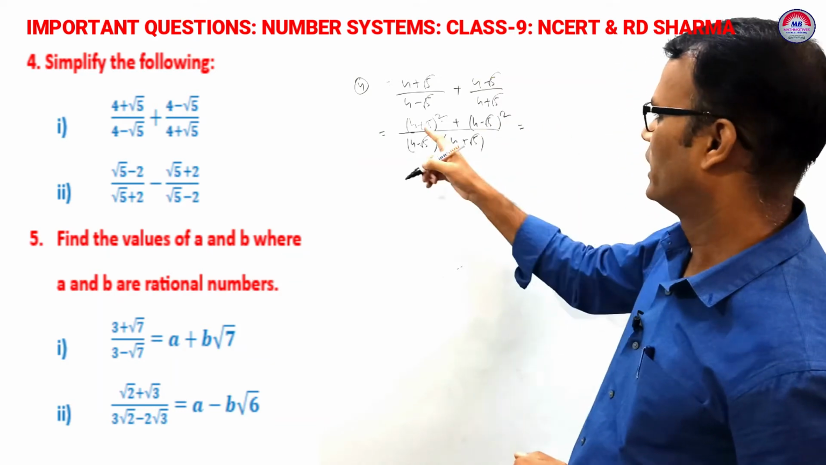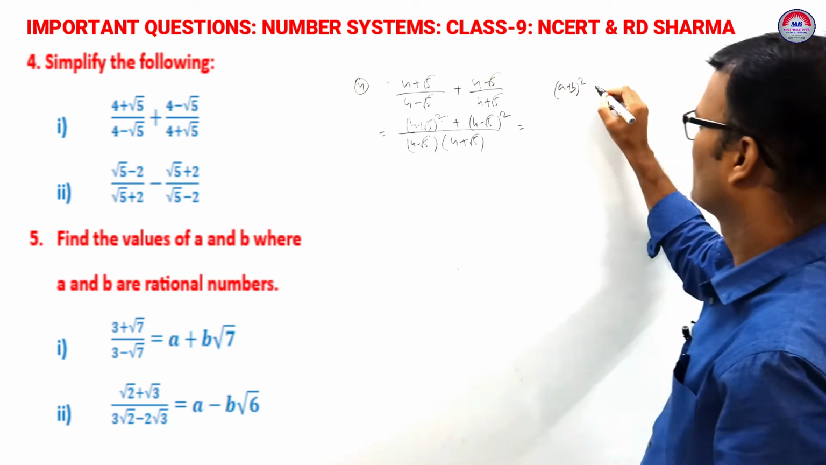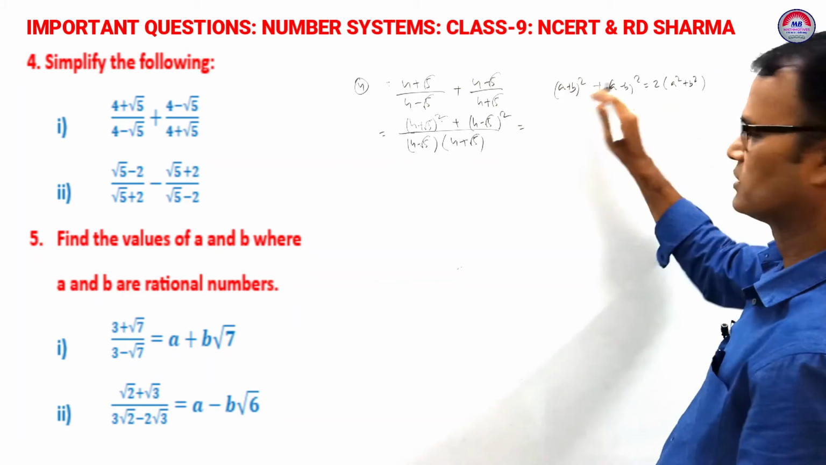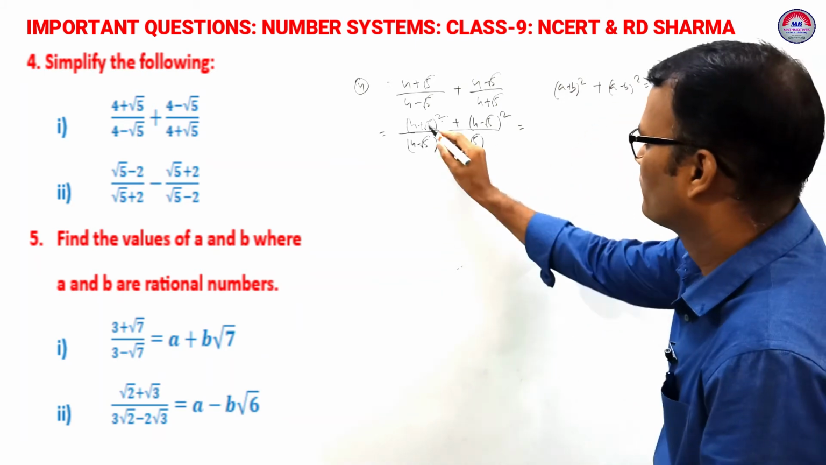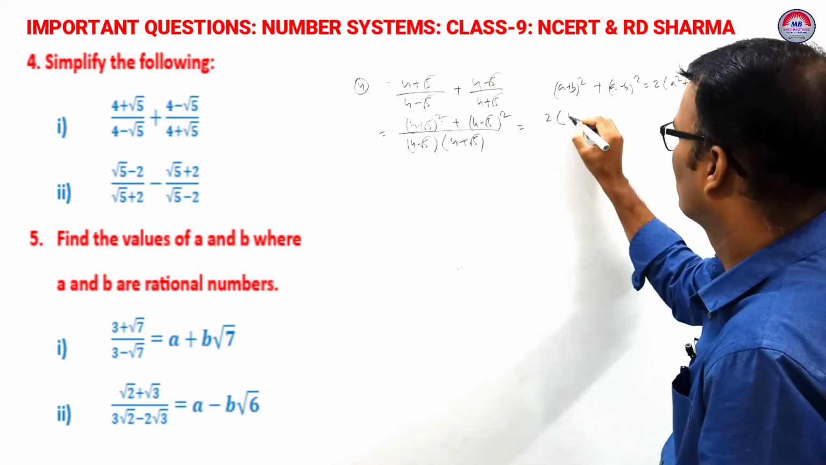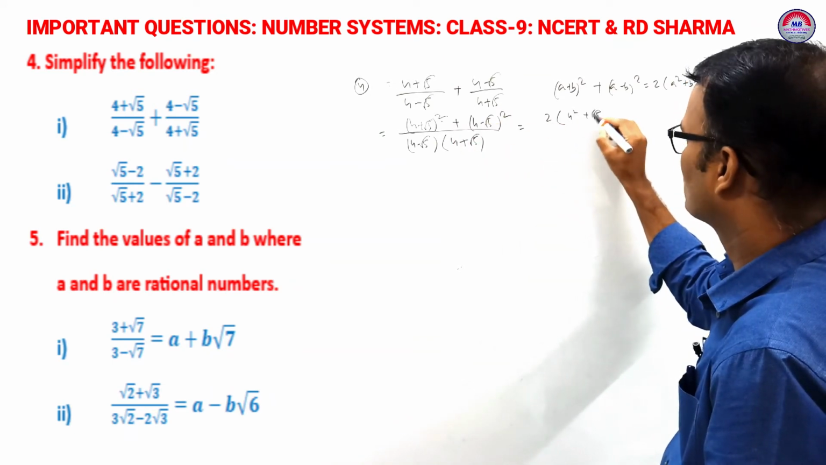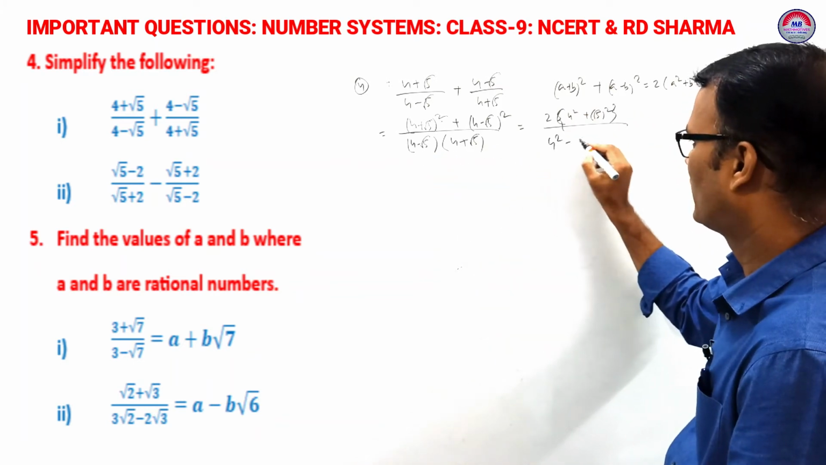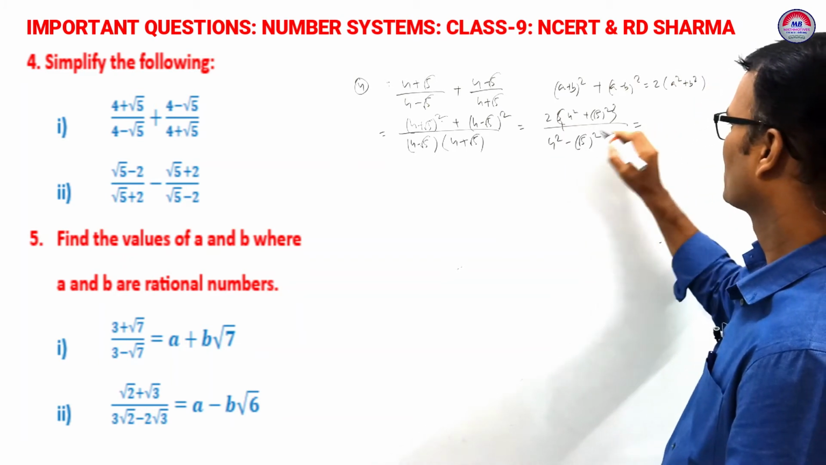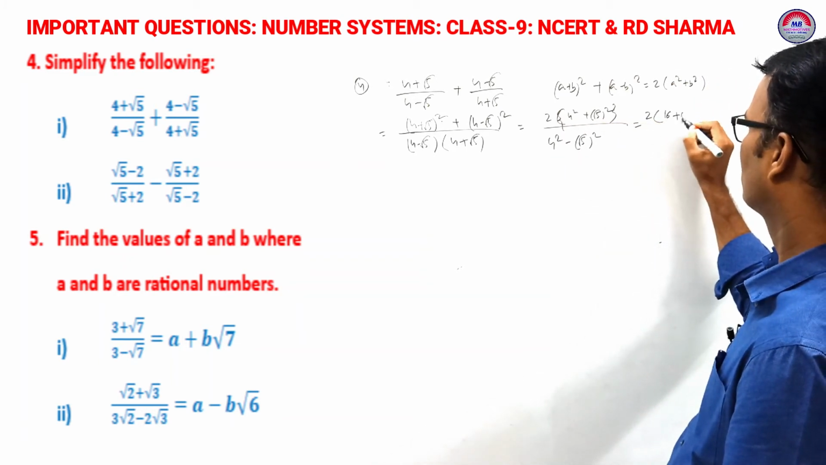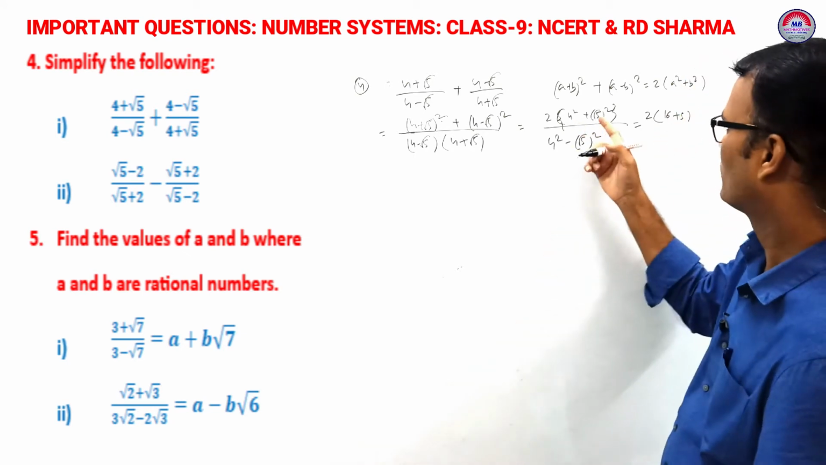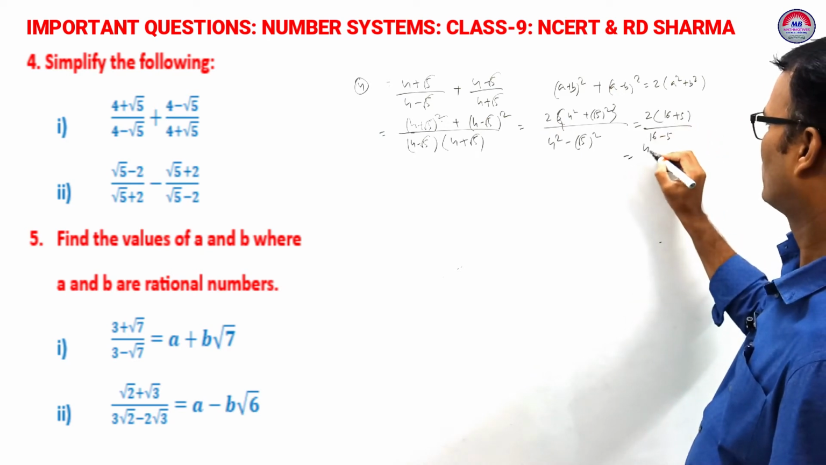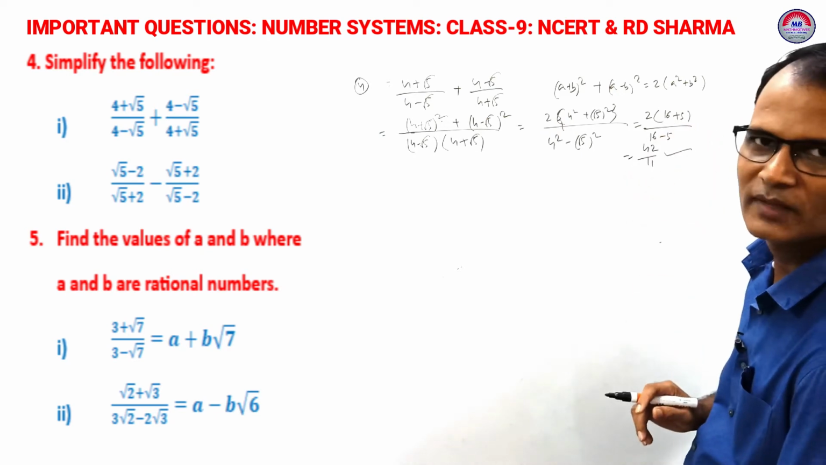Clear? So it will be a plus b whole square plus a minus b whole square. There is a formula: it is 2 into a square plus b square. So directly put this formula: 2 into a square, 4 square plus root 5 square, divided by a plus b into a minus b, a square minus b square. See, 2 into 16 plus 5, divided by 16 minus 5, is 21 into 2, 42 divided by 11. That is the answer. Clear?